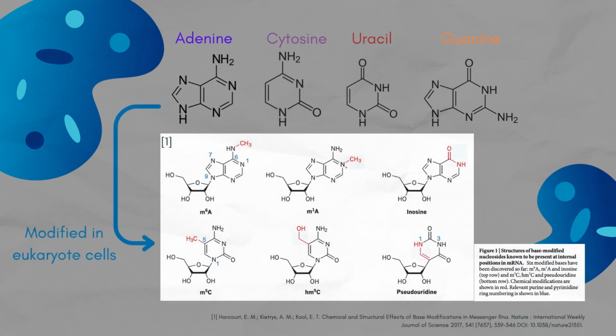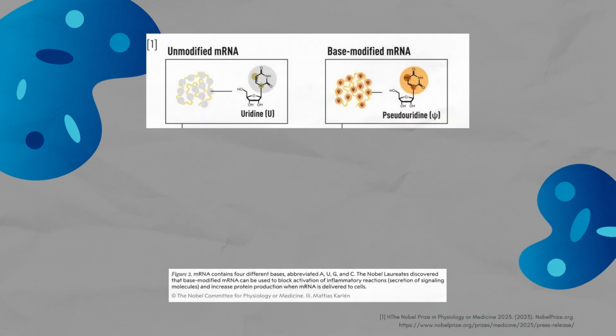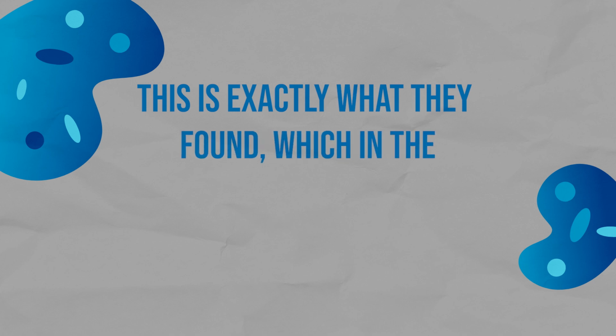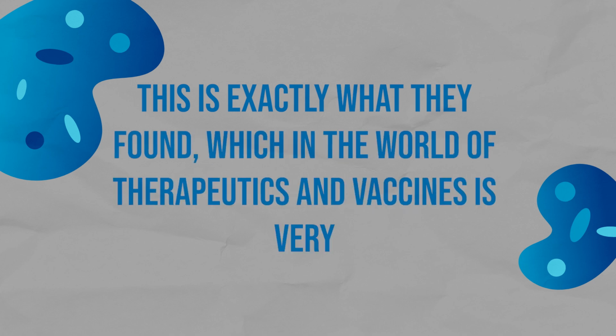But here's the catch. Mammalian-produced mRNA is usually base modified, so Karikó and Weissman hypothesized that they could perform base modification in vitro and avoid the immune responses. This is exactly what they found, which in the world of therapeutics and vaccines is very important.